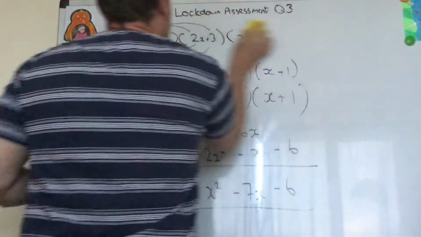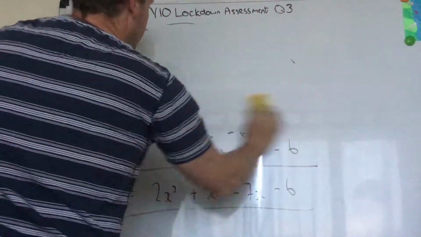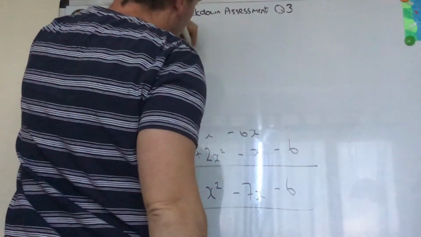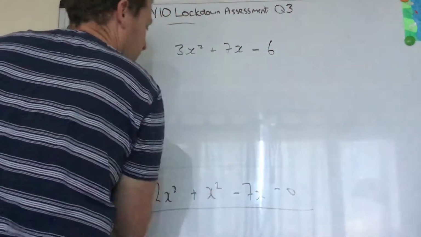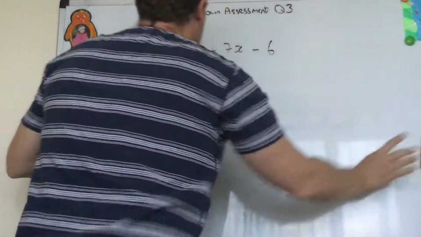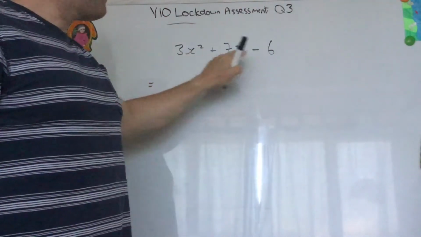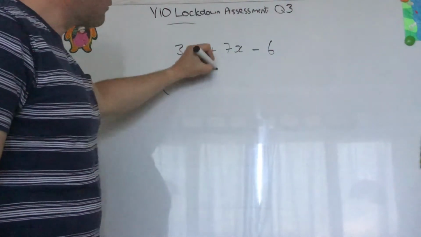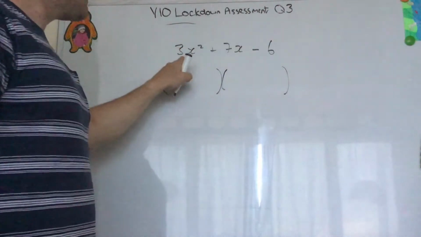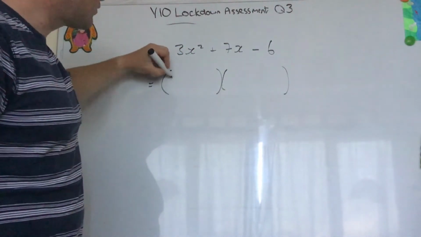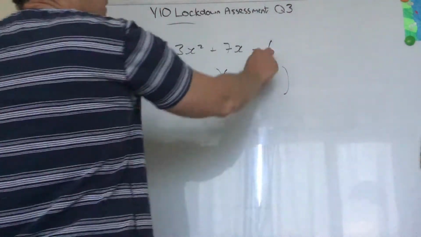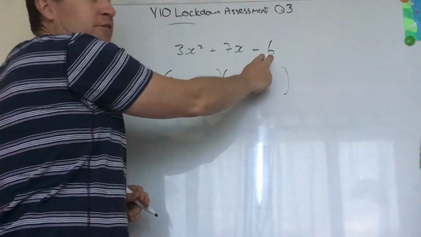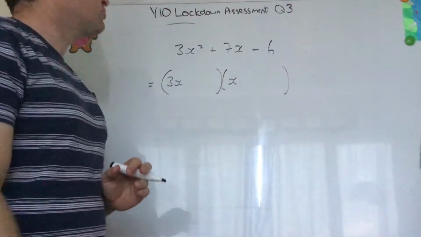Factorise 3x squared plus 7x minus 6. Okay, so it's got to be double brackets because there's nothing that goes into all three. So we're starting off with double brackets. We say, right, what times is to give 3x squared? That's got to be 3x and x. Gets a little bit more tricky now. So now I need to know what times is to give 6. And we've got different options.